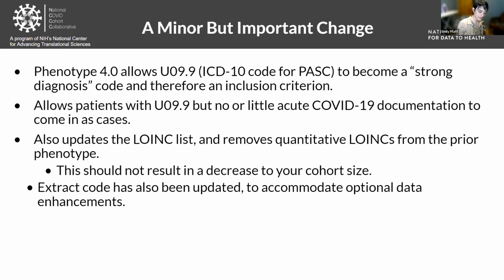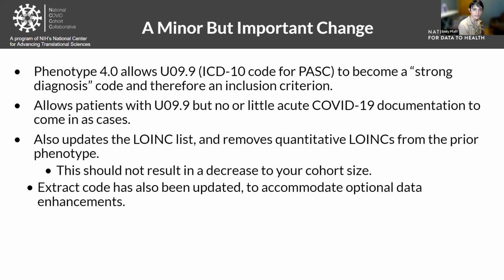So it made perfect sense to allow U09.9, again, the long COVID ICD-10 code, to serve in the same capacity as a U07.1 code does in the prior phenotype. So I do think that this will enable a more inclusive cohort. It's not going to shoot up in numbers. U09.9 is not a hugely and heavily used code at this time from the analysis that we've done, but it will prevent us from excluding patients that should be in our cohort.